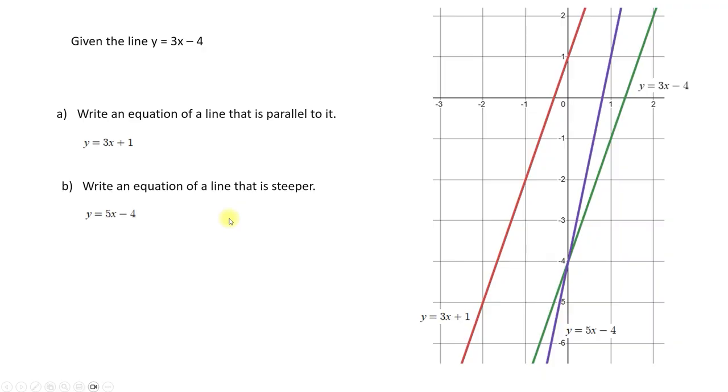So here's an example of a parallel line to 3x minus 4. And here's an example of a steeper line than 3x minus 4.